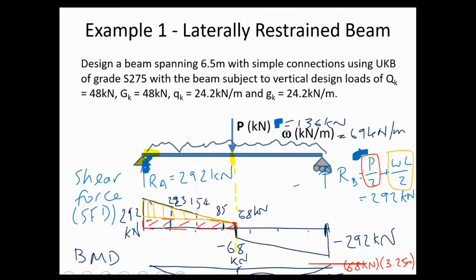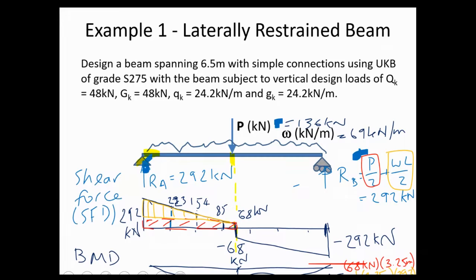So that's that area, and then I can add on the area from the triangle. We know the triangle is half the base times the perpendicular height, so half of 3.25 meters times the height of it. The height of it is 292 minus 68. Apologies, no space. So that's the moment at the mid span, which is the area of the triangle plus the area of the rectangle. That's one way of getting the bending moment diagram.